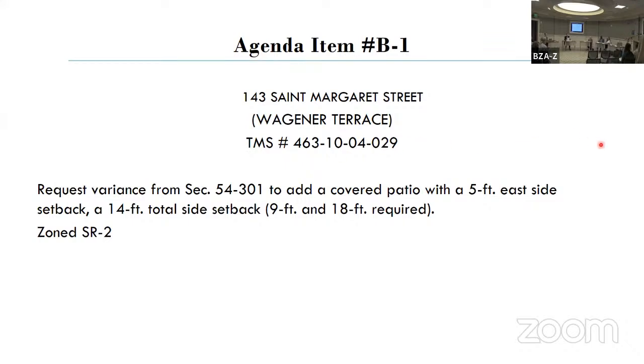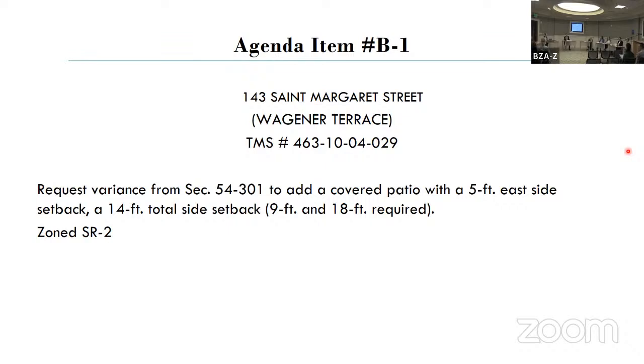So now we'll go to section V of the agenda, new applications. Number 1 under new applications is 143 St. Margaret Street, Wagner Terrace. Application number 2205-03-B1, TMS number 463-10-04-029. Request variance from section 54-301 to add a covered patio with a 5-foot east side setback, a 14-foot total side setback, 9-foot and 18-foot required. Zoned SR2, owner Alex and John McElroy, applicant John McElroy.